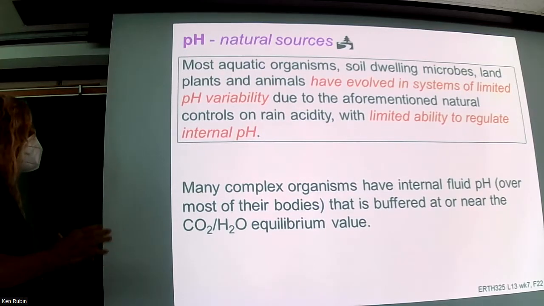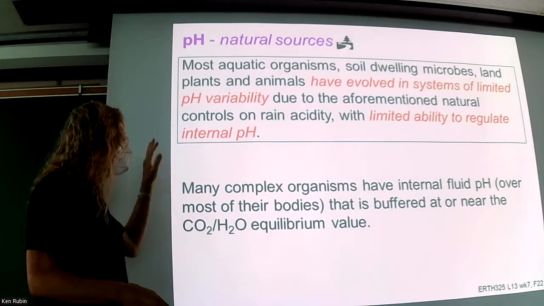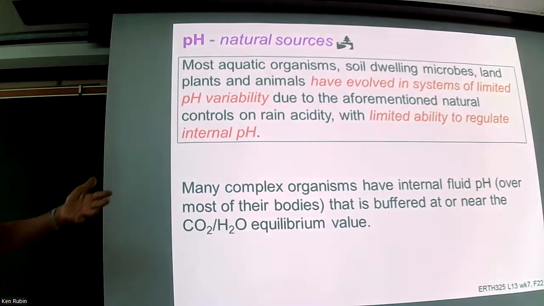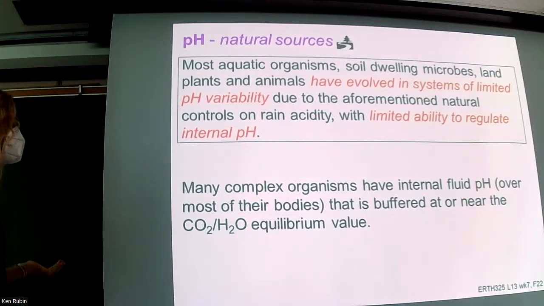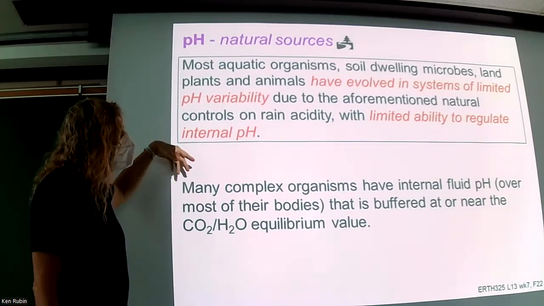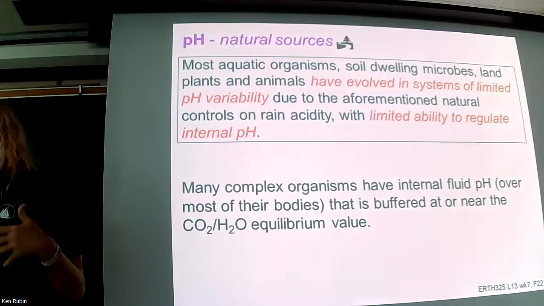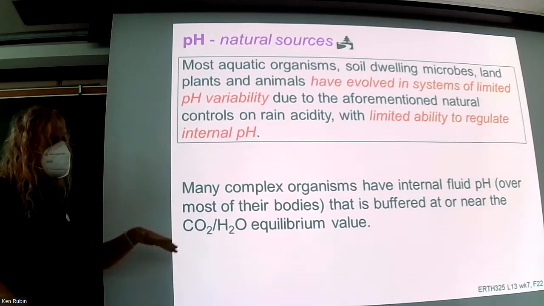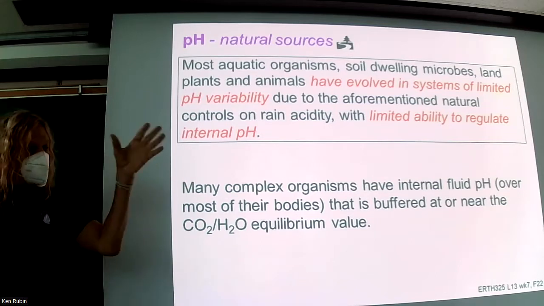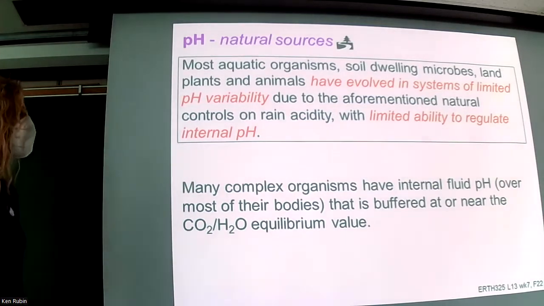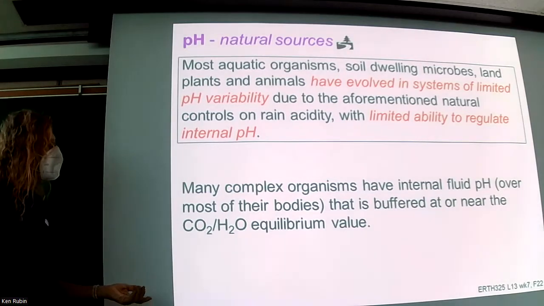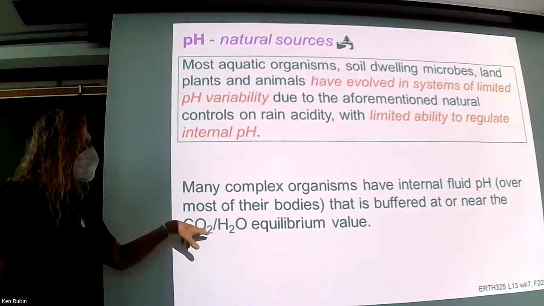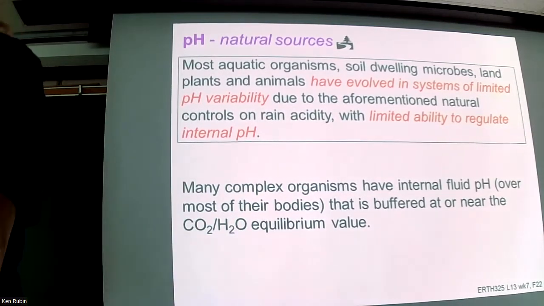And so a lot of aquatic organisms especially have evolved to live in a relatively narrow range of CO2 capability or acceptability because they likewise rely on that CO2 system to regulate their internal pH. I mean, you can find microorganisms that live in pretty much any environment, very acidic, very basic. We're not talking about those, we're talking about higher organisms. And most higher organisms do have internal fluid pHs that are kind of close to the CO2 water equilibrium values.